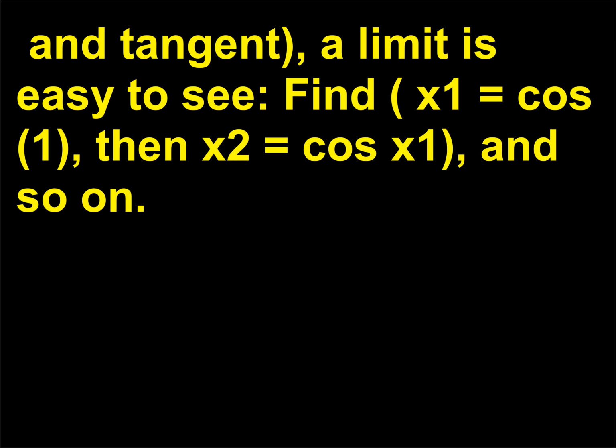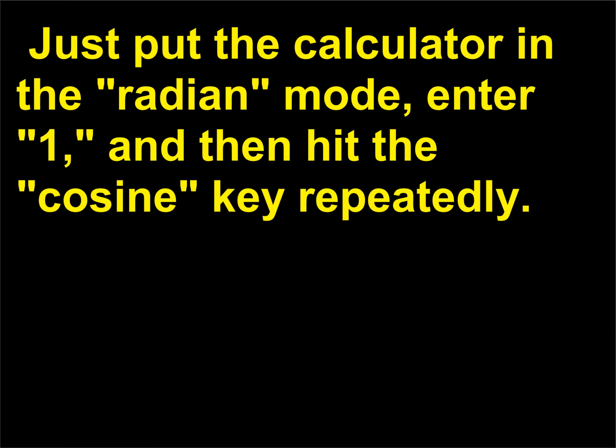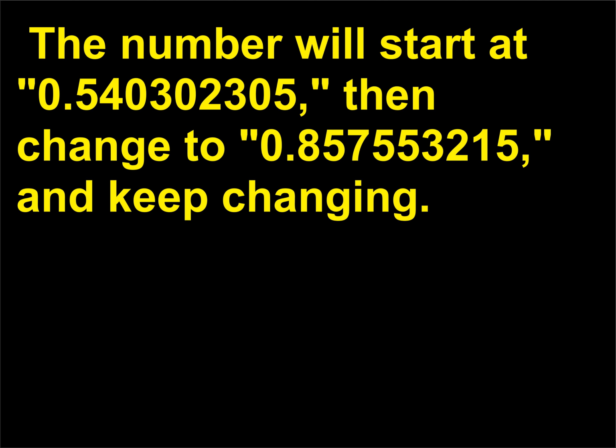Find x1 equals cos 1, then x2 equals cos x1, and so on. Just put the calculator in the radian mode, enter 1, and then hit the cosine key repeatedly. The number will start at 0.540302305, then change to 0.857553215, and keep changing.